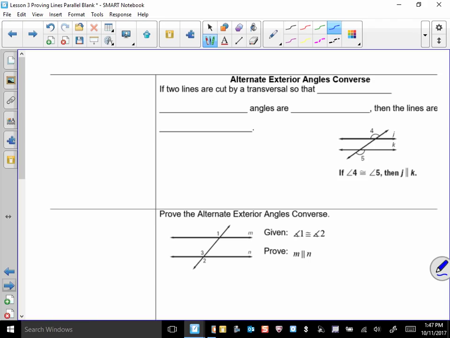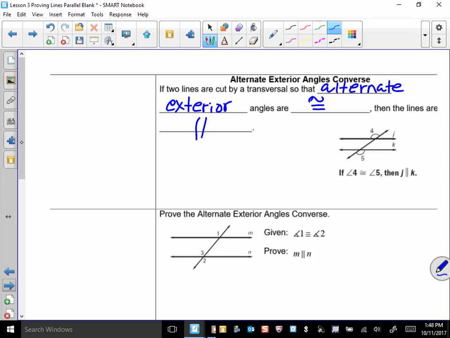Okay? And then finally we have the converse of the alternate exterior angles theorem that says the two lines are cut by a transversal so that alternate exterior angles are congruent. Then we know that those lines are parallel.